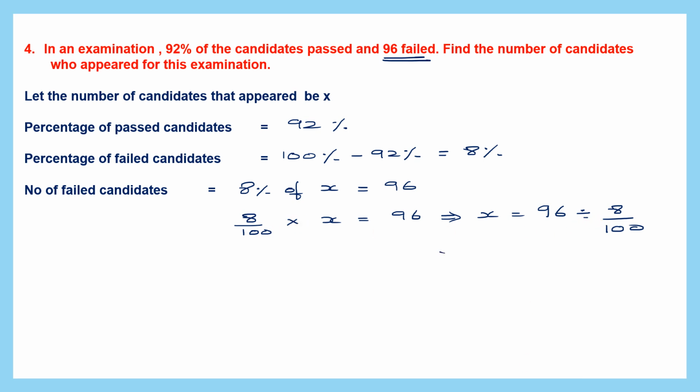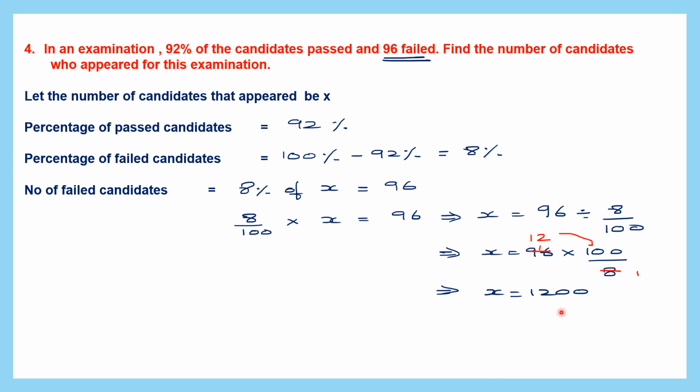Now let's simplify this. So X is equal to 96 into 100 by 8. Now we can simplify. 8 ones are 8 and here 8 ones are 8. We have 16. 8 twos are 16. 8 into 12 is 96. Now multiply these two. So 12 into 100 is 1200. So that is the value of X.